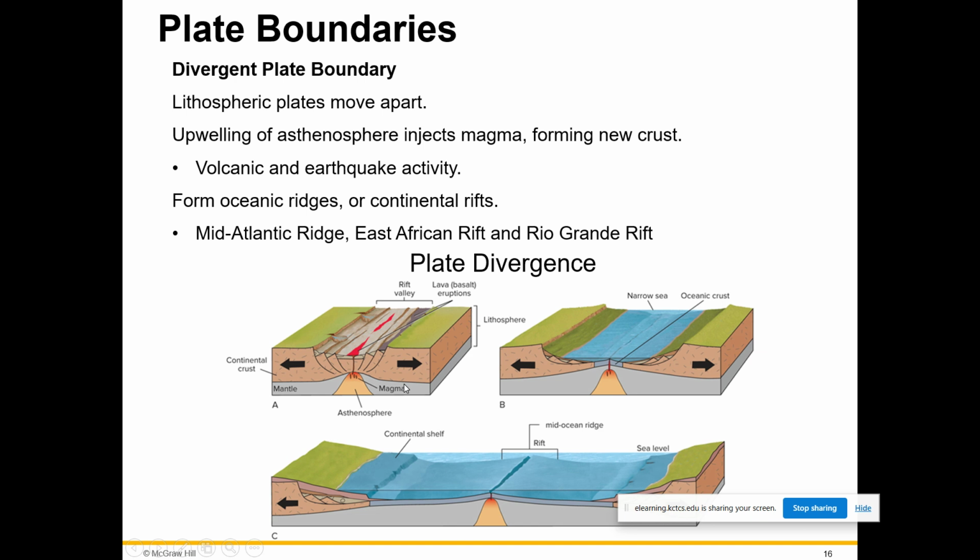Plate boundaries. All right, so we have three major types of plate boundaries: divergent, convergent, and transform. This one is on divergent. This is where the two sides move apart from each other. It can start anywhere. It can start in the ocean. It can start in the continent. And if it continues long enough, it always ends up turning into an ocean.